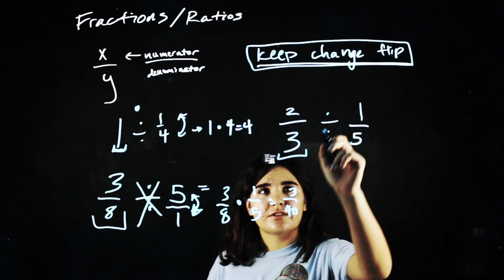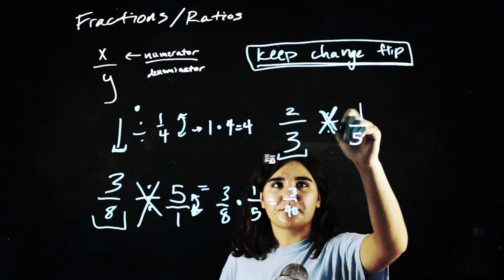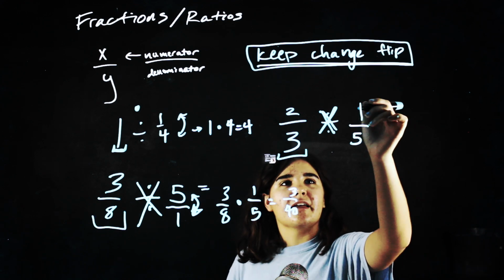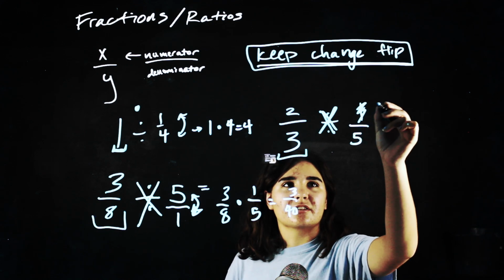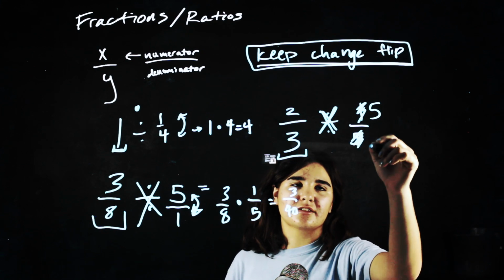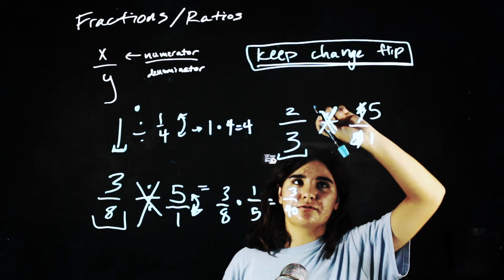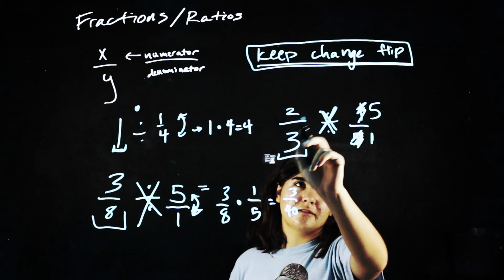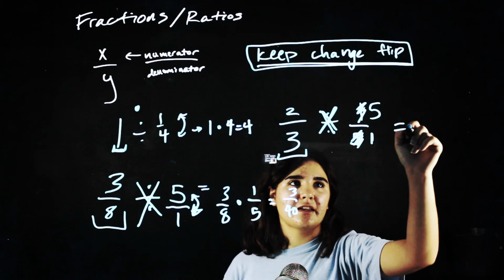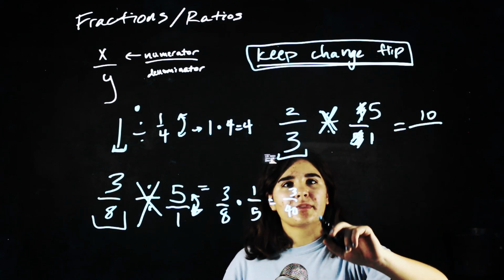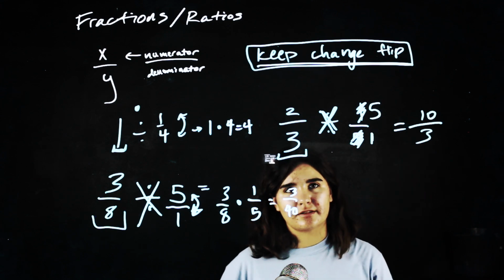Okay, last example is going to be 2/3 divided by 1/5. Keep 2/3, change this to a multiplication sign, and then we're just going to change this to 5, and then change this to 1, because we're flipping the numbers around. And then we're going to multiply per usual, so 10 on the top, because 2 times 5, over 3 on the bottom, because 3 times 1.